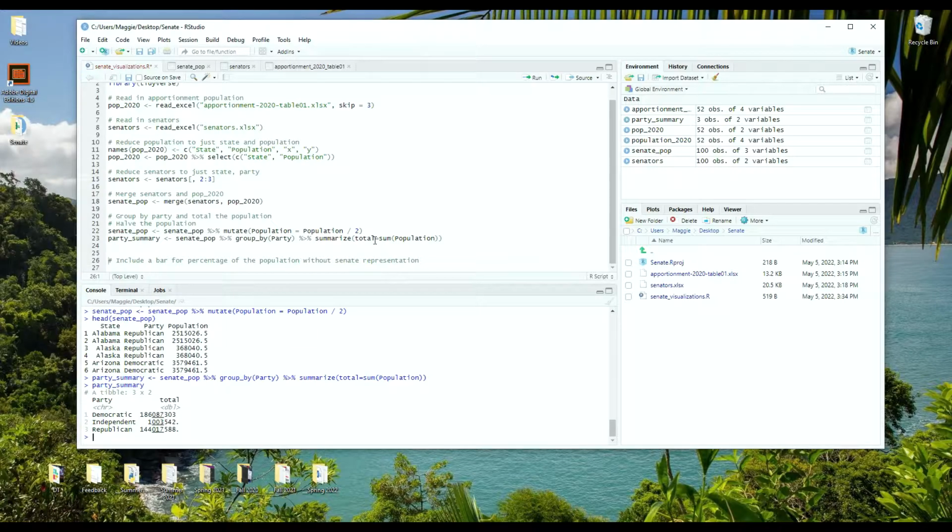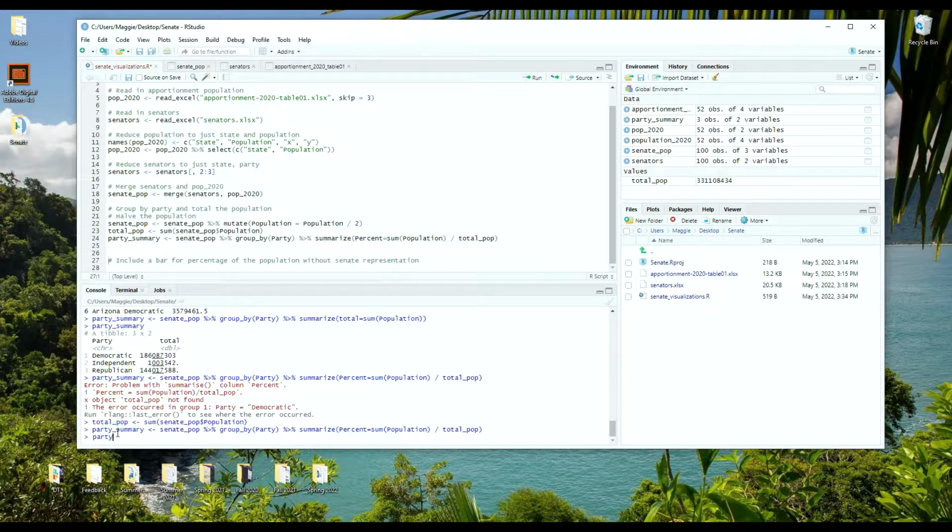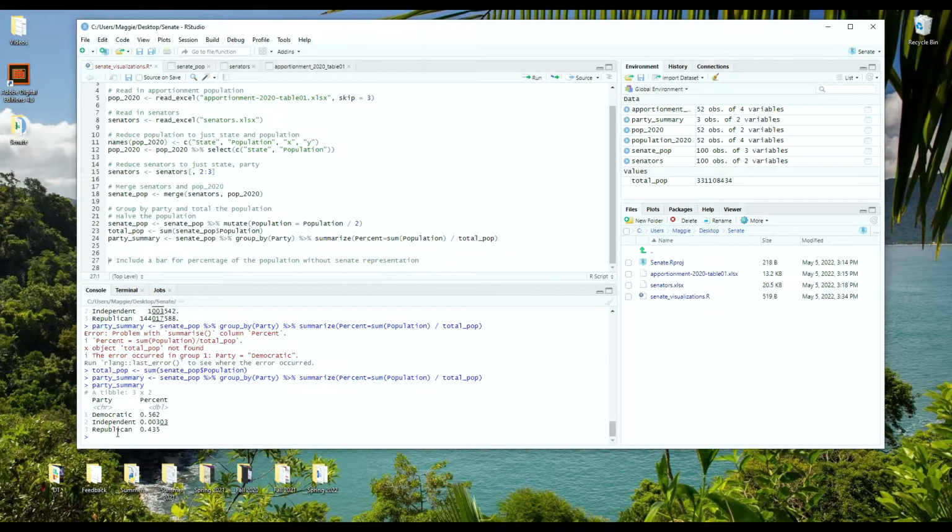So let's see, can we do a percentage here? Okay, and let's look at party summary now. Okay, so there are percentages. Democratic 56%, Republican 44% if we round up, and Independent less than 0.5%. I'm not super good with ggplot, but I think we can do something very quick here.